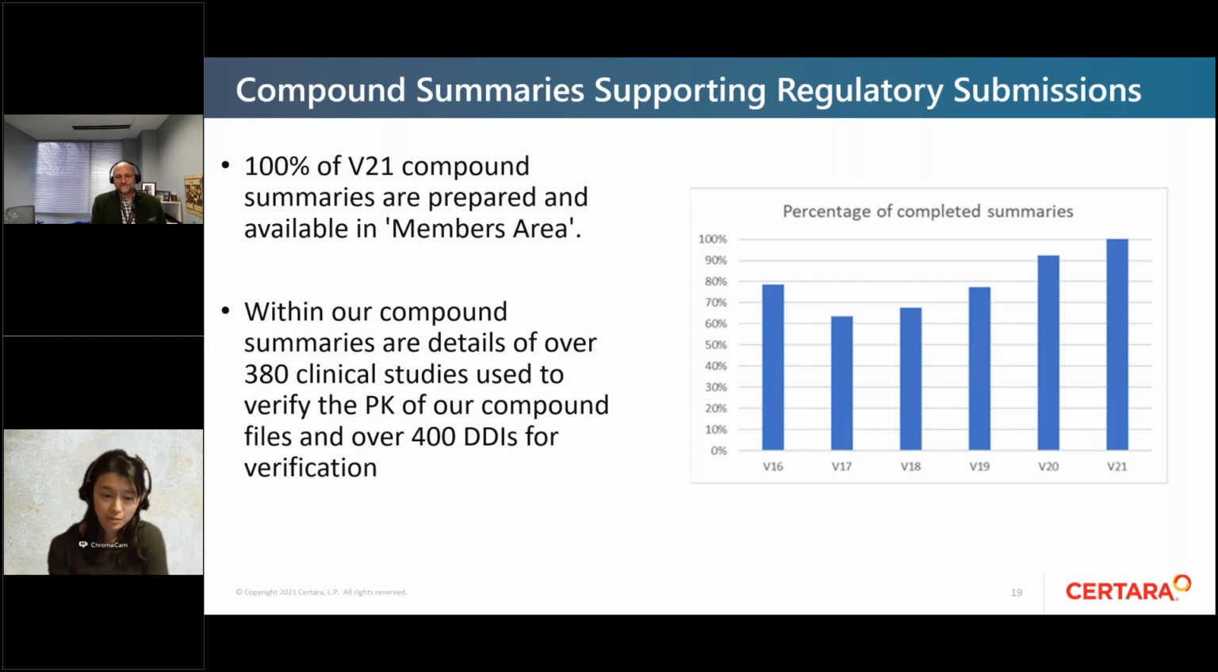And right now, 100% of those compounds' V21 summaries are available there for you. We are working on V22 as it was just recently released, but we are hoping to have these on the members area as well.